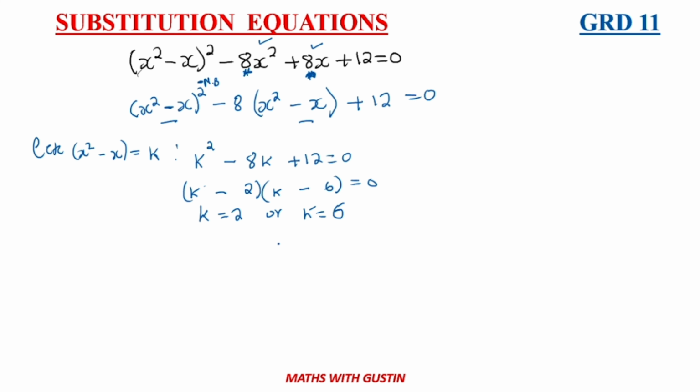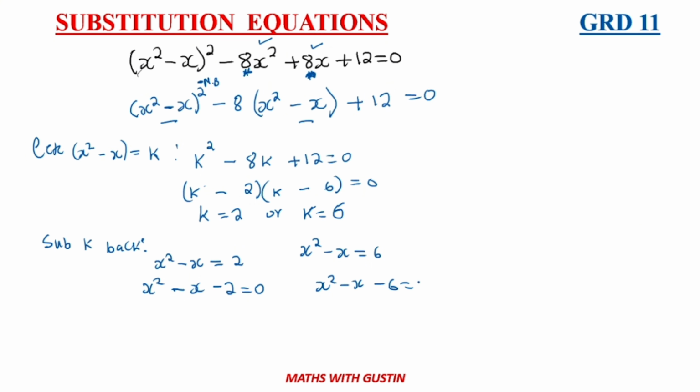All right. So here we go. And then therefore, what do we have to do now? We need to substitute k back into the equation. So wherever we had x squared minus x, it is equal to 2, which is one value for k, and in this case x squared minus x will be equal to 6. On this side, it is going to be x squared minus x, and then we bring the 2 to the left hand side. And then x squared minus x, we bring the 6 to the other side, is going to be negative 6 is equal to 0.